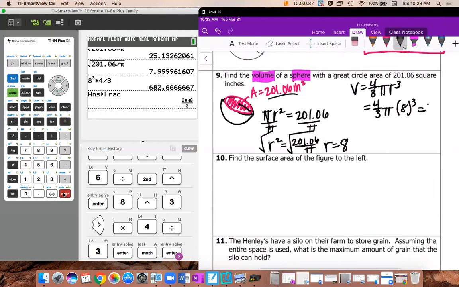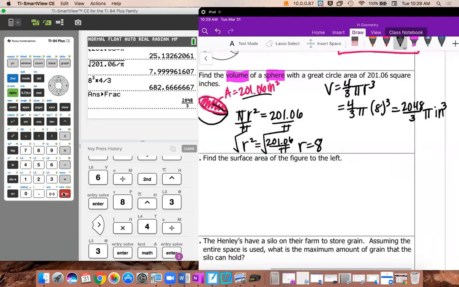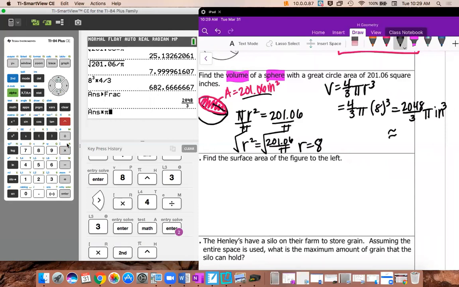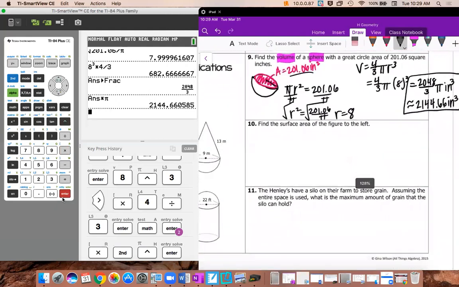So we get 2,048 over 3 pi, and then our units for this were inches cubed. Okay, and then if I want to give that a little estimation, we do times pi. And so this is going to be about 2,144.66 inches cubed of volume. Okay. All right, 2 more.